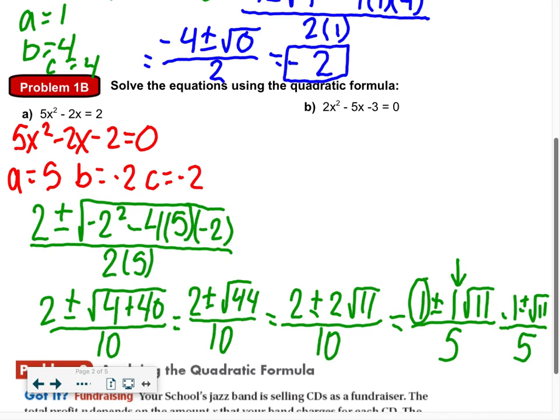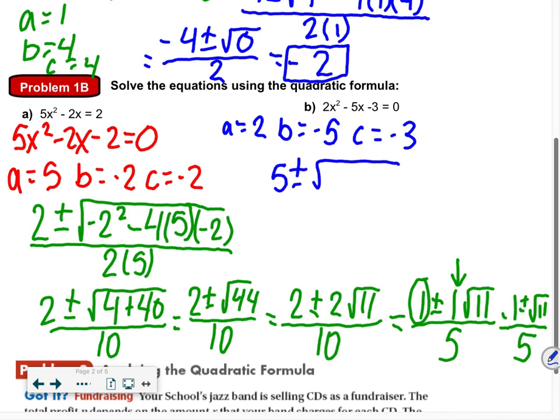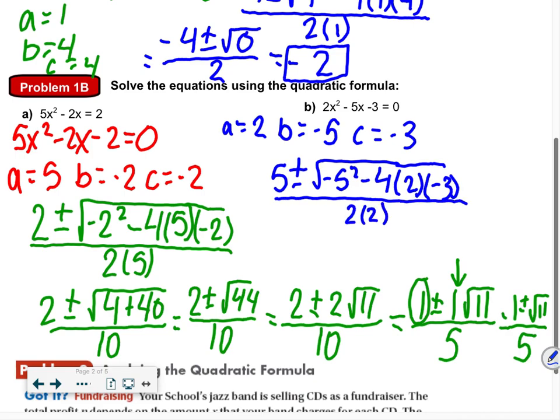Okay. Let's do B. Do I need to move anything? No. What's my A? 2. What's my B? Negative 5. What's my C? Negative 3. So my formula: 5 plus or minus the square root of negative 5 squared minus 4 times 2 times negative 3, all divided by 2 times 2.